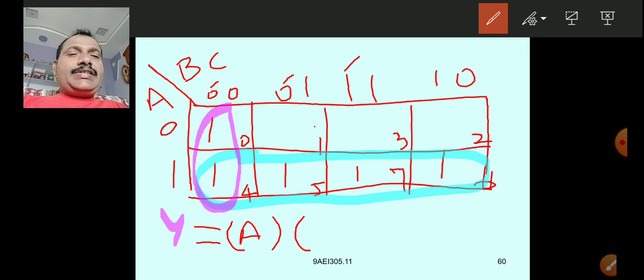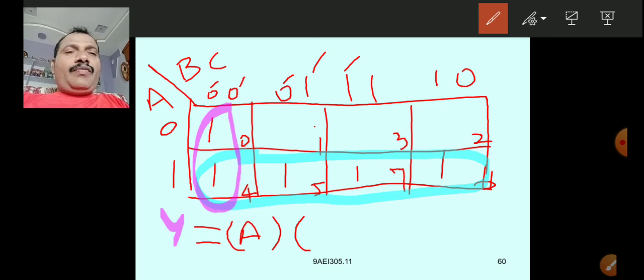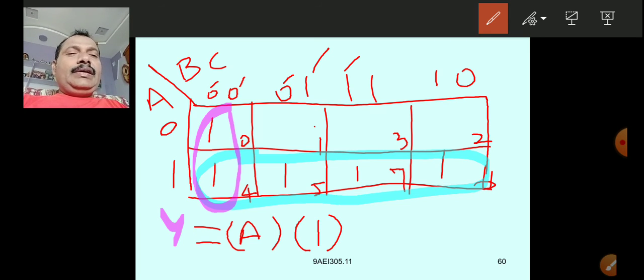Next, let us test C. The C variable is 0 here. Now it became 1 here. Hence, it is also changing. So both the variables are changing. Hence, you have to write 1. That's all. So writing the row side and the column side for an implicant, for a group, is done. Now let us write for another group.